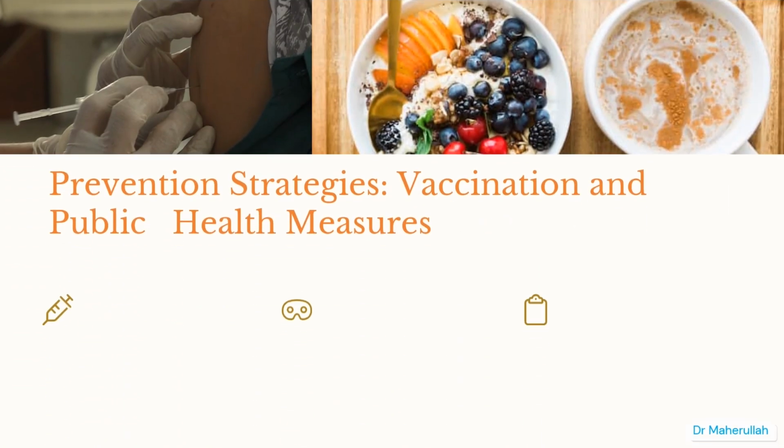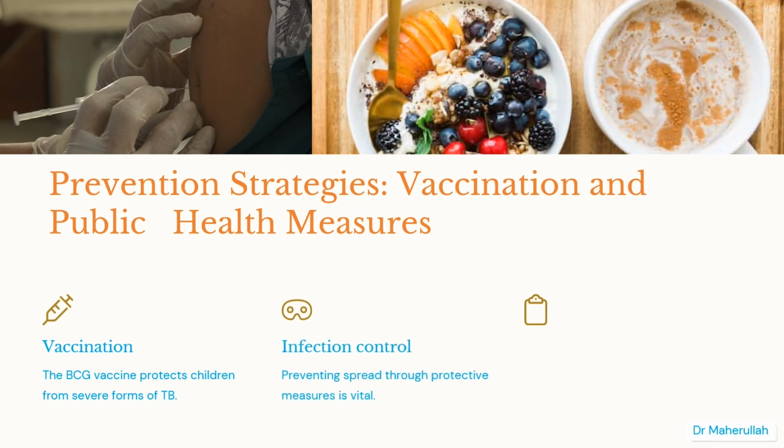Prevention is key to controlling TB. The BCG vaccine is one of the most effective ways to protect children from severe forms of the disease. Infection control measures, such as wearing masks and improving ventilation, can help prevent the spread of TB in communities. Screening high-risk groups is also essential for early detection and treatment. By identifying cases early, we can reduce transmission and save lives.